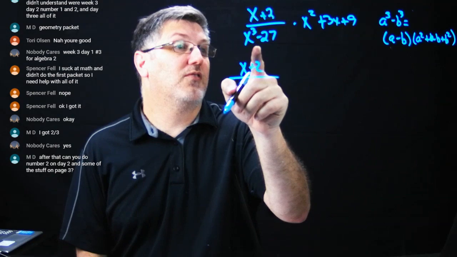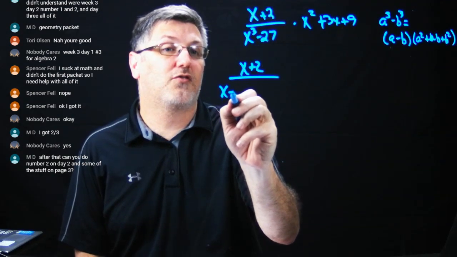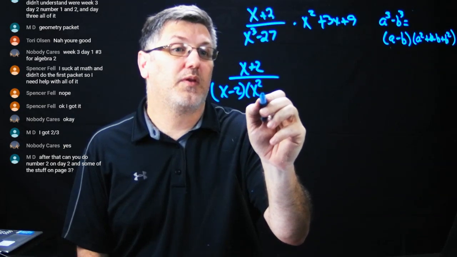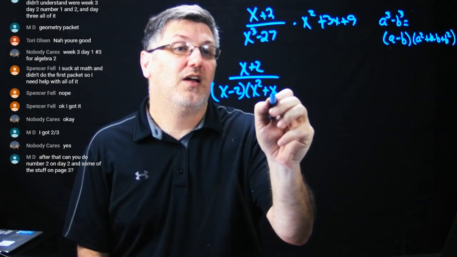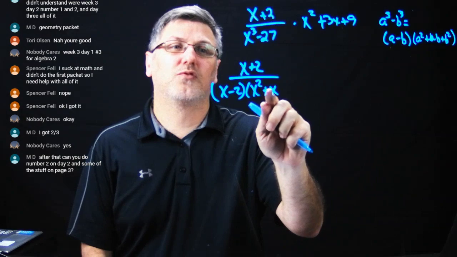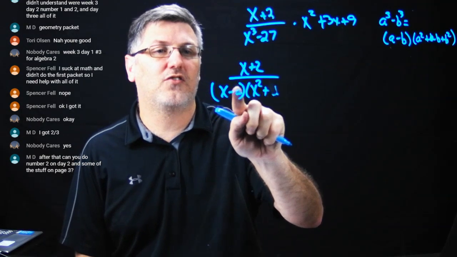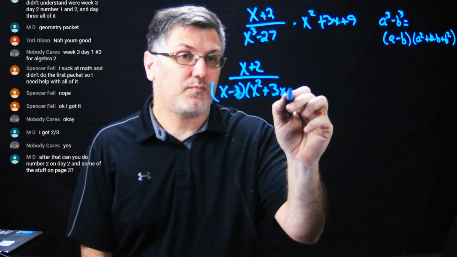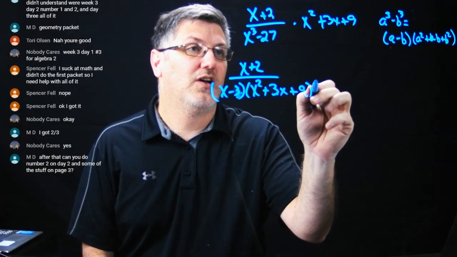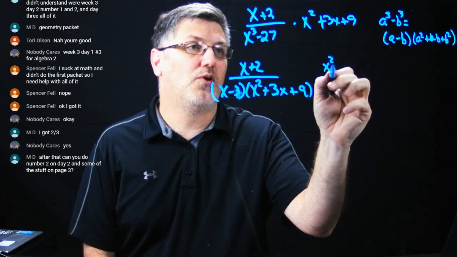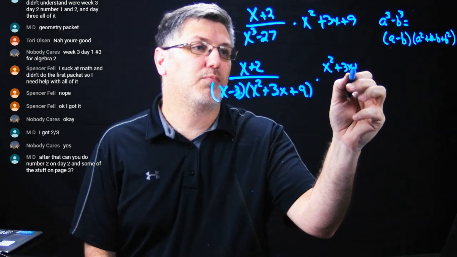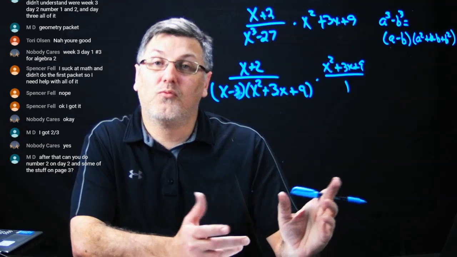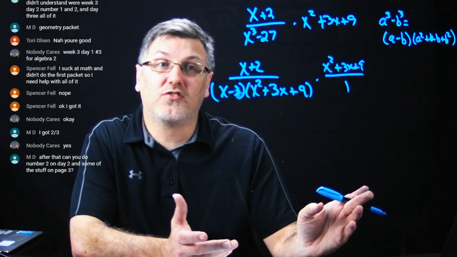So after this, this factors to x minus 3, and there's going to be x squared plus 3x, wait, what am I doing? That's not a 2, that's a 3. Plus 9, times x squared plus 3x plus 9 over 1. All right, so from here, now that we're fully factored, we can look to simplify.